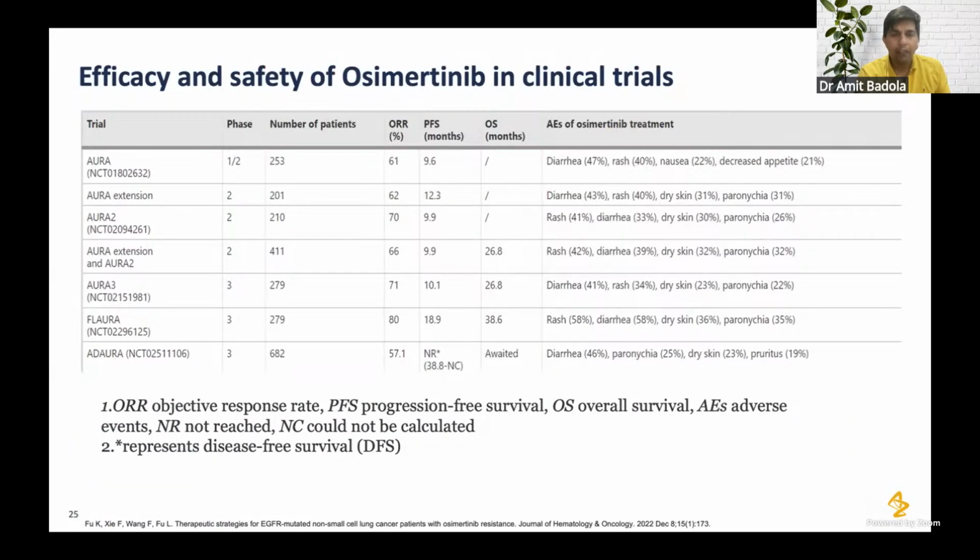If you see the efficacy, the response rate of 80% with osimertinib is the highest compared to other trials which were using chemotherapy or single agent TKI. And if you see the PFS, in FLAURA it was 18 months, which was the highest. And with adding chemotherapy, we are increasing this PFS up to 25 months.